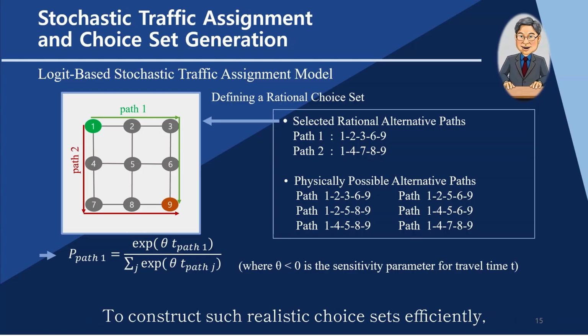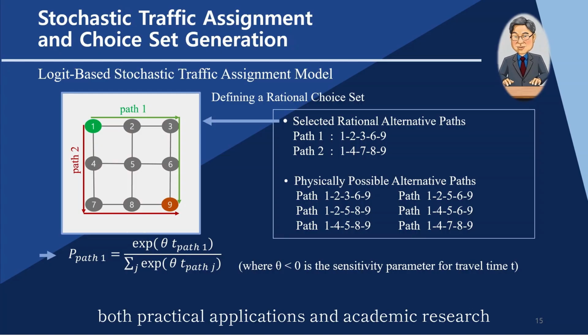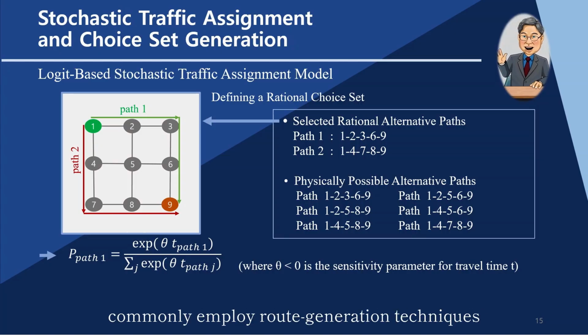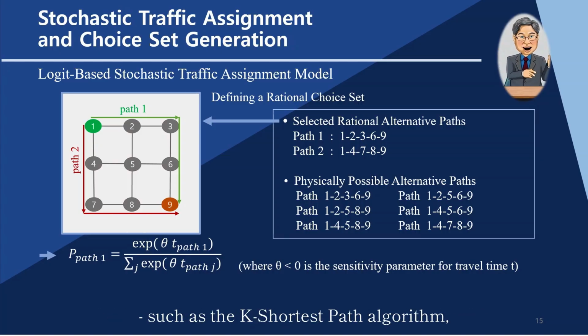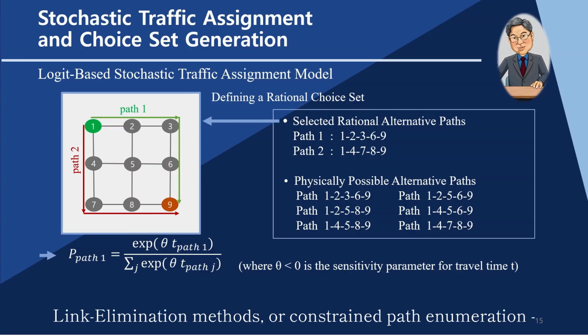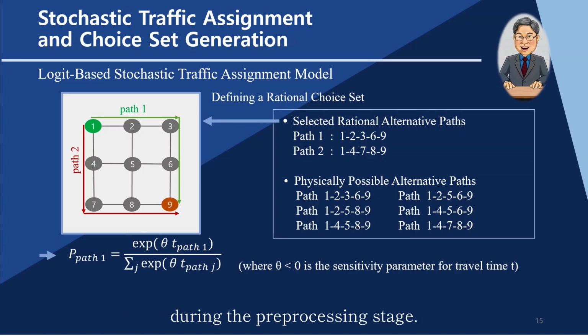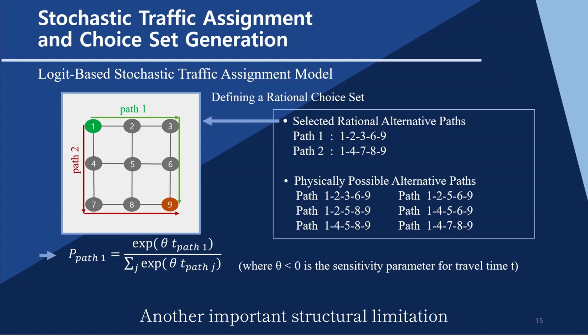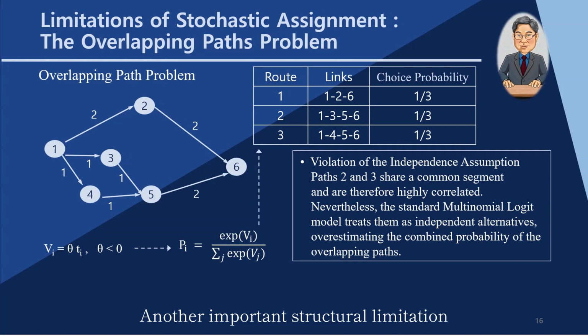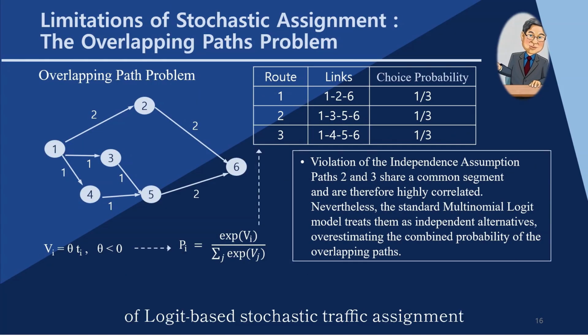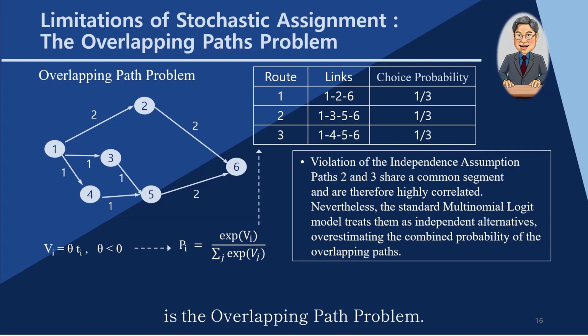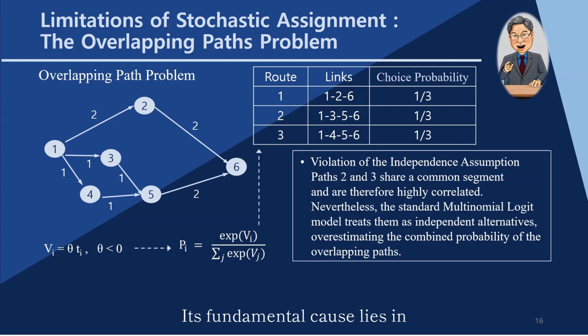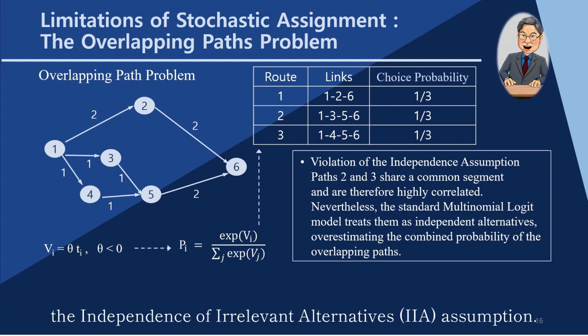To construct such realistic choice sets efficiently, both practical applications and academic research commonly employ route generation techniques such as the k-shortest path algorithm, link elimination methods, or constrained path enumeration during the pre-processing stage. Another important structural limitation of logit-based stochastic traffic assignment is the overlapping path problem. Its fundamental cause lies in the independence of irrelevant alternatives, IIA assumption.